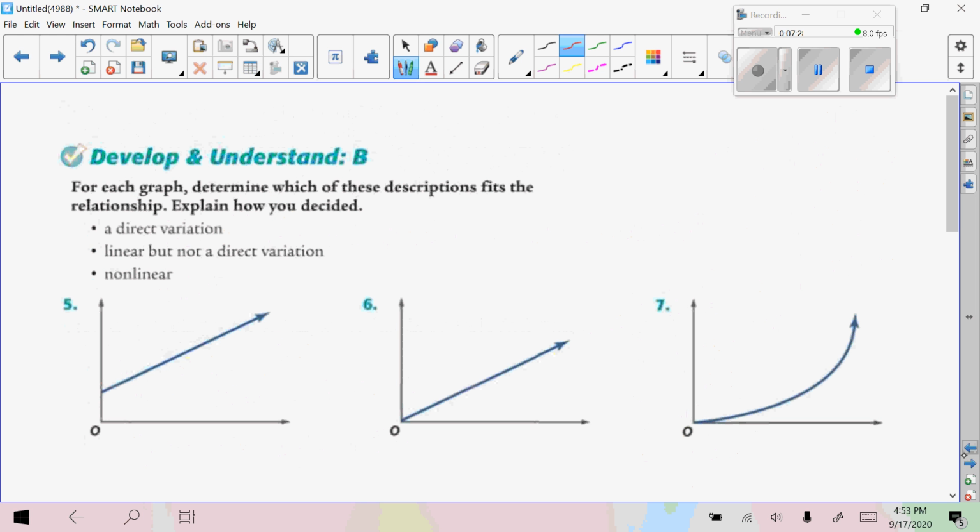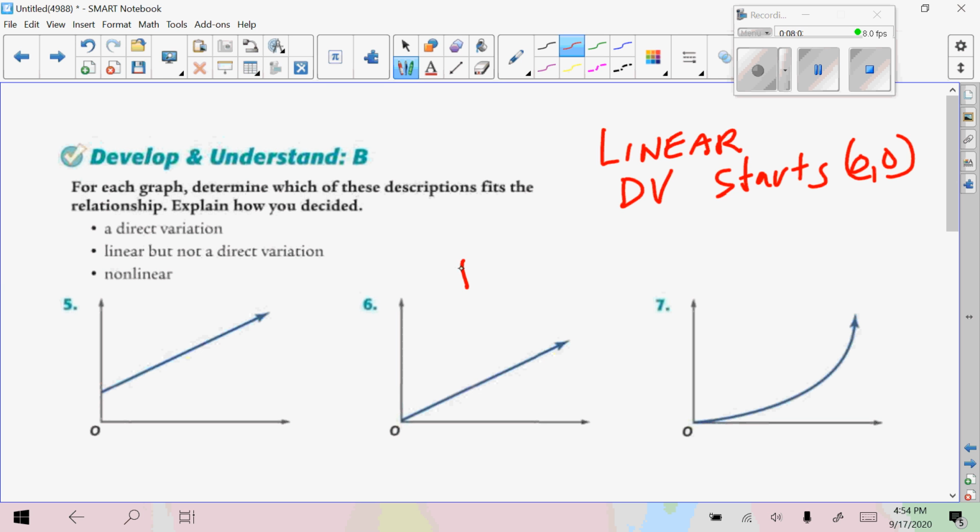Now, in this one, you have to decide whether the graph is a direct variation, linear, or not a direct variation, or nonlinear. Okay. Now, linear graphs are straight lines. So we know that. So if it's a straight line, you know it's linear. And if it starts at the origin, then it's a direct variation. And the way you see that it starts at 0, 0 is it's starting right in the corner where the x and the y-axis come together, like number 6 is a direct variation.